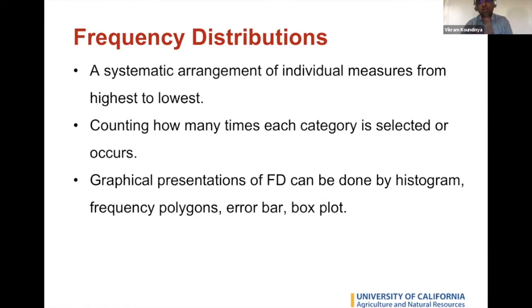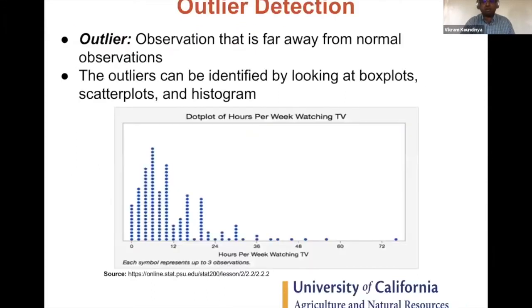Like if you have a scale, from strongly disagree to agree or whatever lowest to highest, it is basically counting how many people have responded in each category. And these can be graphically presented using different visuals like histograms, frequency polygons, error bars, and box plots. And Roshan will talk a little bit about outlier detection, and the scattering that we were talking about, why it is important to focus on the outliers. Roshan, please.